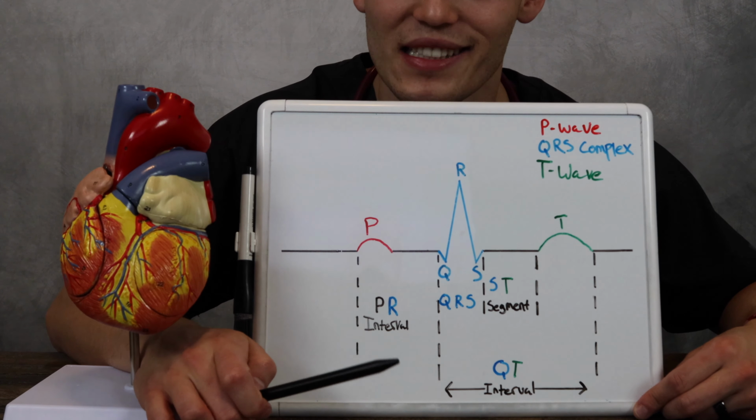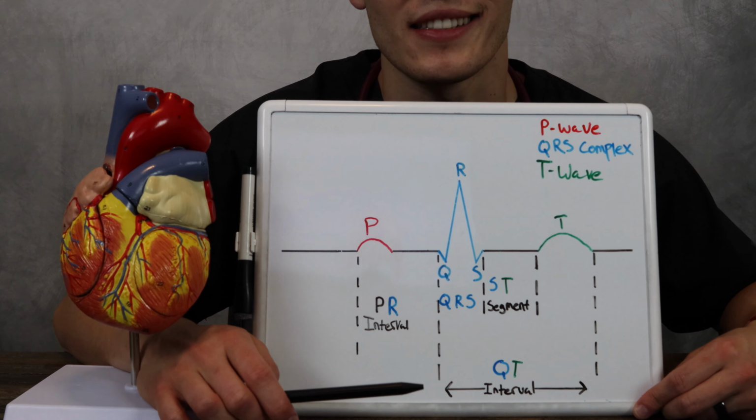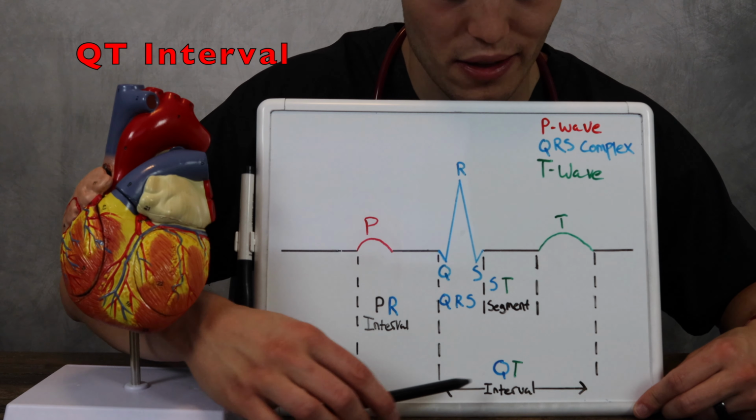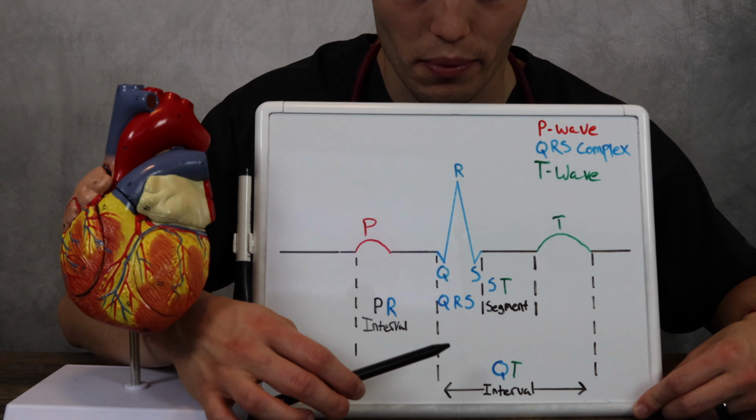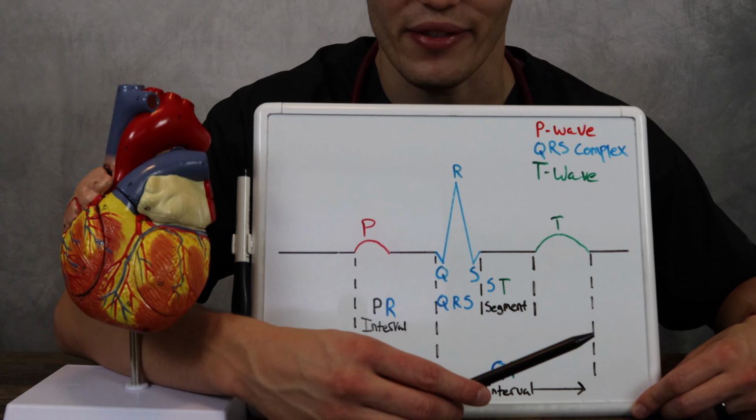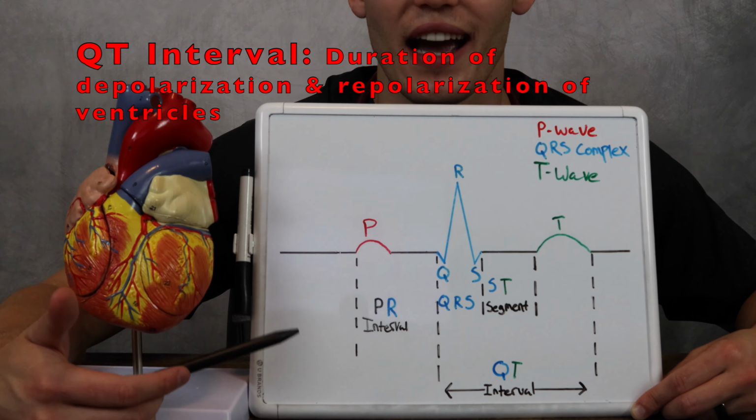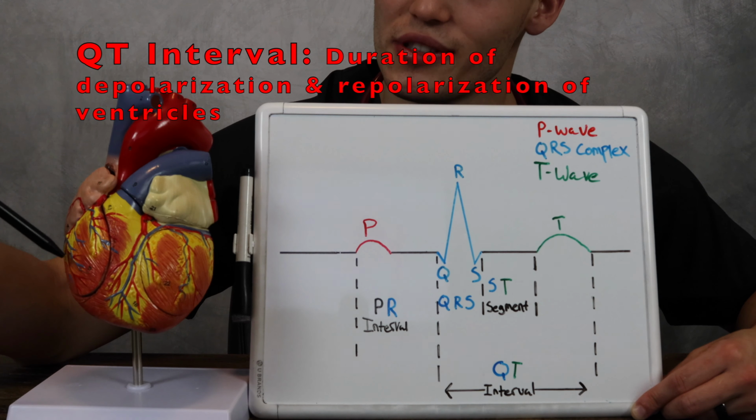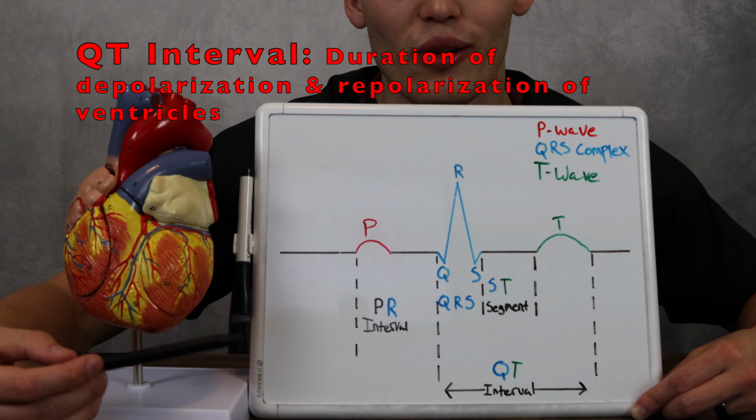Now, we have one last final interval that can be measured, and that is the QT interval, right here. QT interval. And that is measured from the beginning of the QRS complex to the end of the T wave. And the QT interval represents the entire amount of time it takes for the ventricles, these bad boys, to depolarize and repolarize.